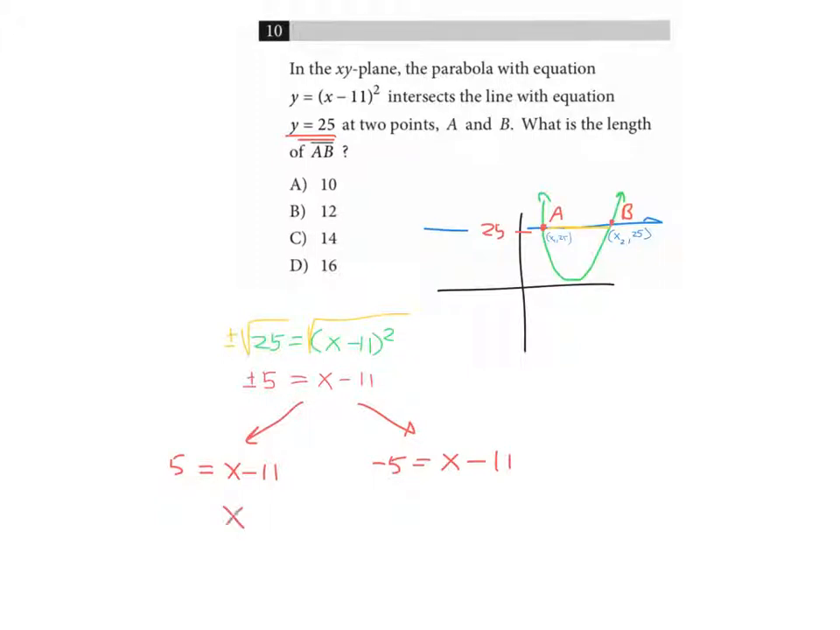So adding 11 to both sides would give me 16, and in this case adding 11 to both sides would give me 6. So in other words, this x over here is the larger of the two, which is 16. This x over here is the smaller of the two, which is 6. And in order to find the distance between two different x values, you always just subtract the smaller from the larger. So that's literally going to be 16 minus 6, which is 10. So that's the answer there.